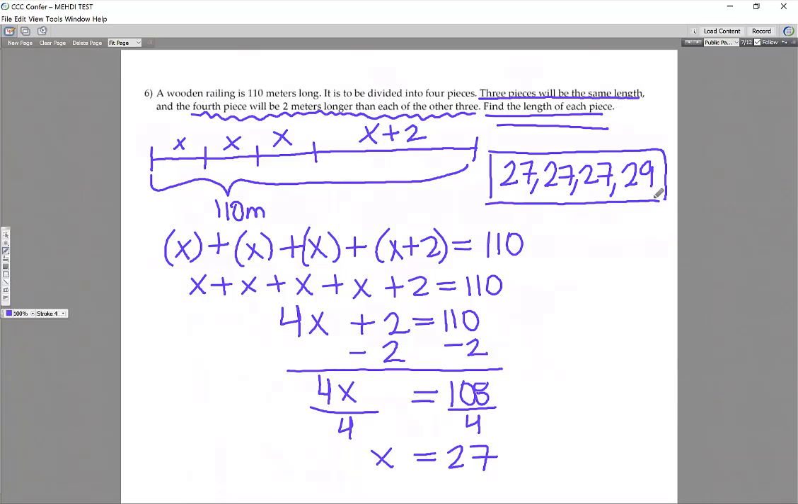So we have 4 pieces with the following lengths. And if we were to add up all of these pieces, it should equal the sum of the entire wooden railing at 110 meters. So that's how you would go about checking these types of problems. And you'll see that when you do add these pieces together, you get 110. And so that's how you would solve this problem.